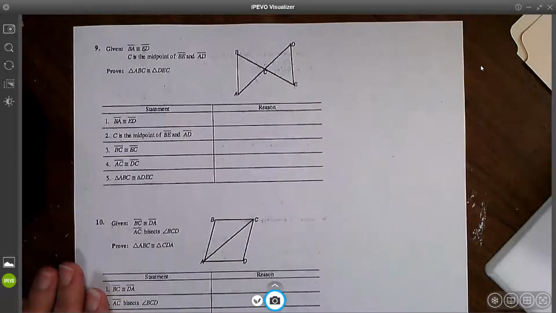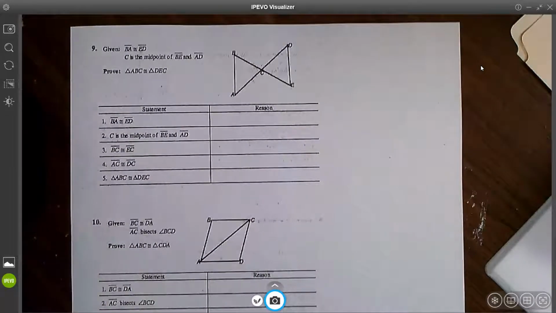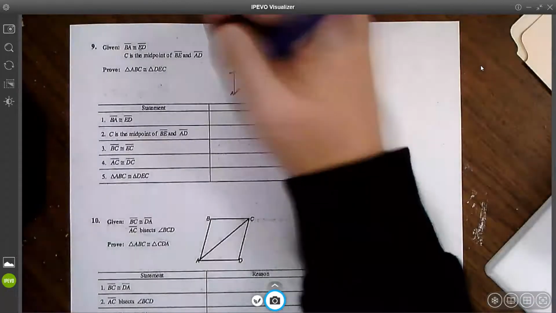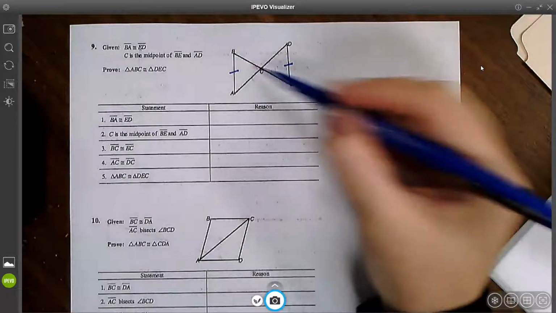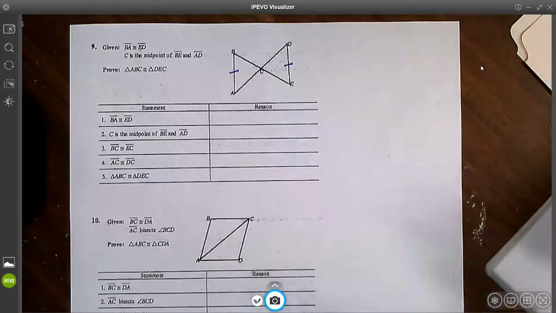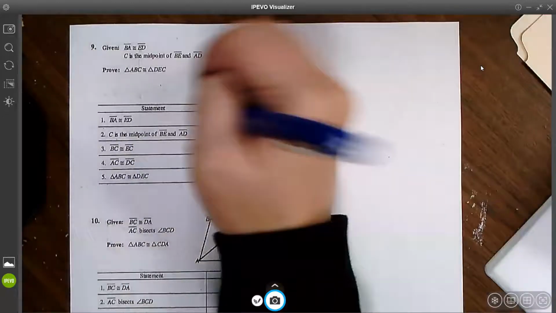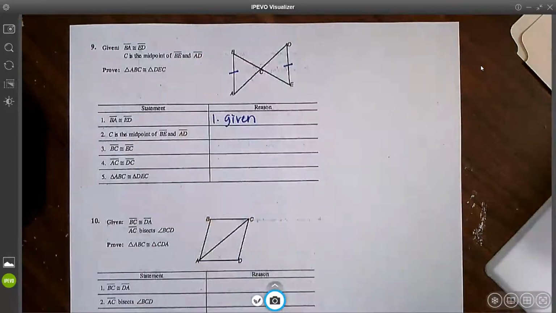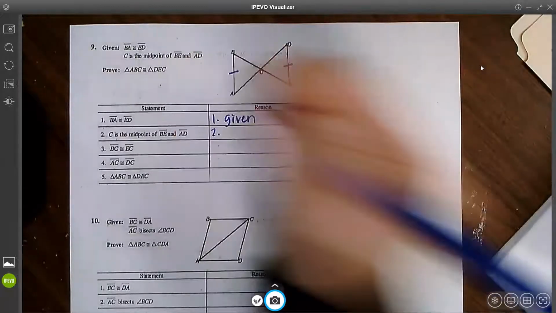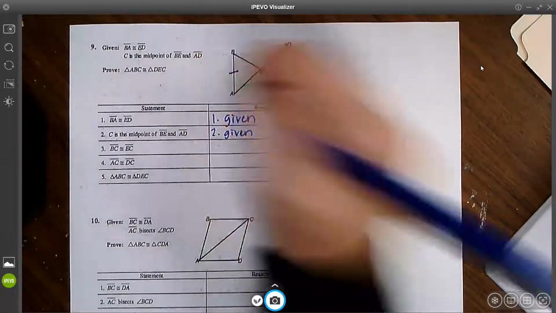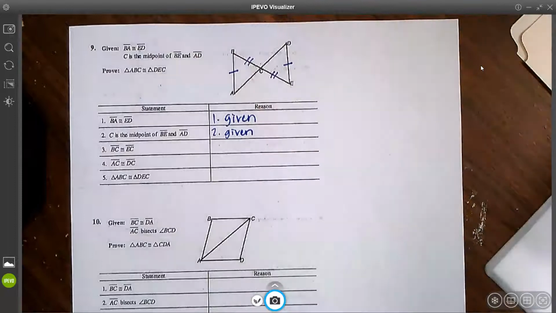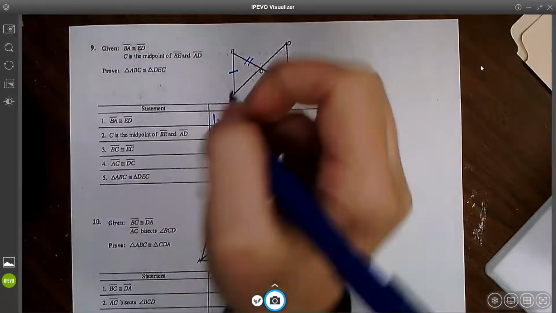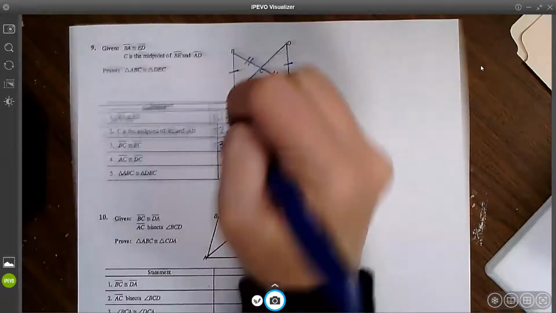Starting with our triangle here. Given that BA is congruent to EB, so BA and EB are congruent, and C is the midpoint of BE and AB, so this bisects not only BE but also AB. Proof. So BA is congruent to EB, that's given. C is the midpoint, that is given. BC is congruent to EC. Well, if C is the midpoint, then that means it bisects those into two congruent pieces. So this is by definition of midpoint.